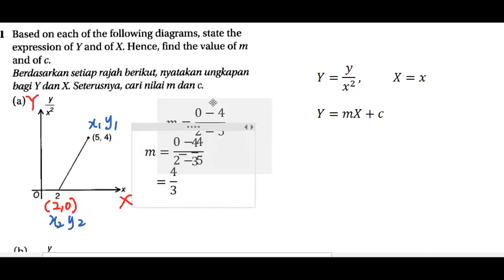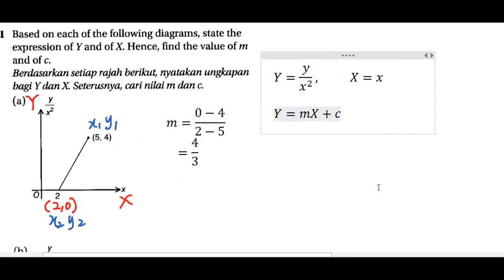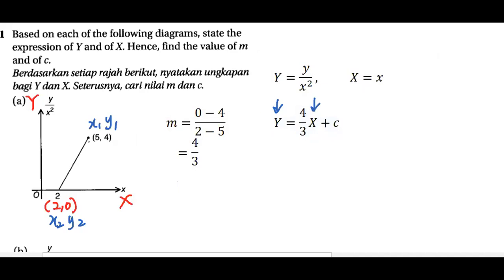So, dapat M nak cari C. Macam mana cari C pula? How to find C? Okay, M sudah tahu kan? Masukkan sini. Put in the M, 4 per 3. To find C, you need to put in X and Y. Sub in the X and Y, unknown. Mana satu kita boleh pilih? Ke mana-mana pun boleh. Yes, both also can. C is pintasan Y, but you need to find C, you just put either one.